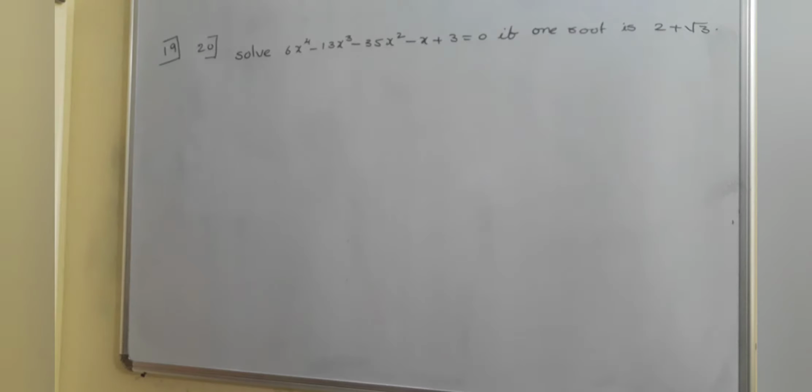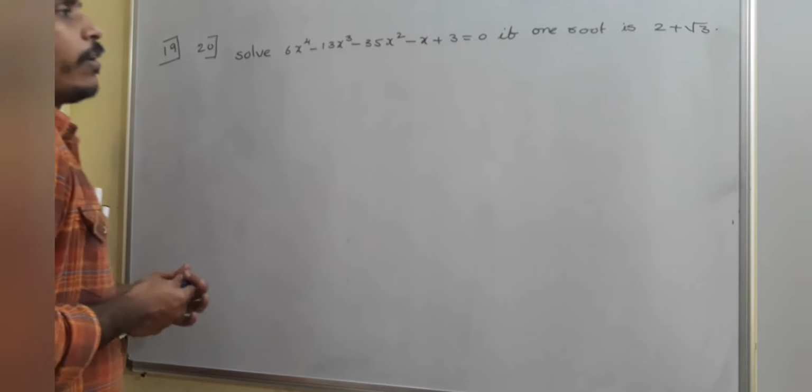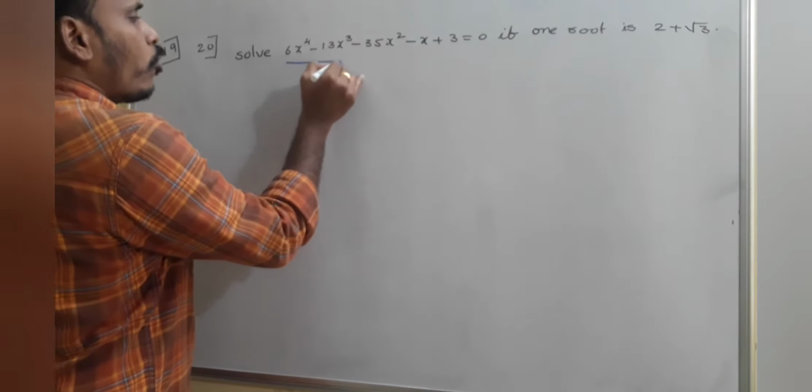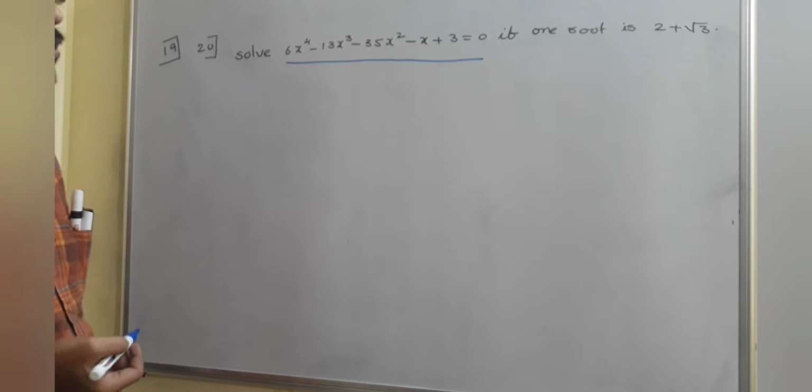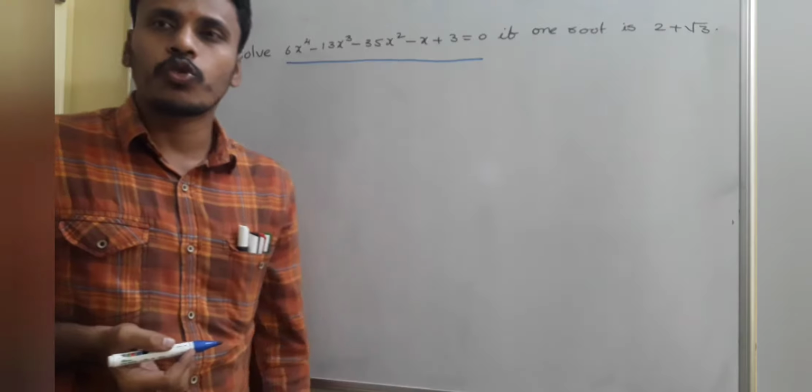Let's look at the board. We need to solve 6x^4 - 13x^3 + 35x^2 - x + 3 = 0, if one root is 2 + √3.